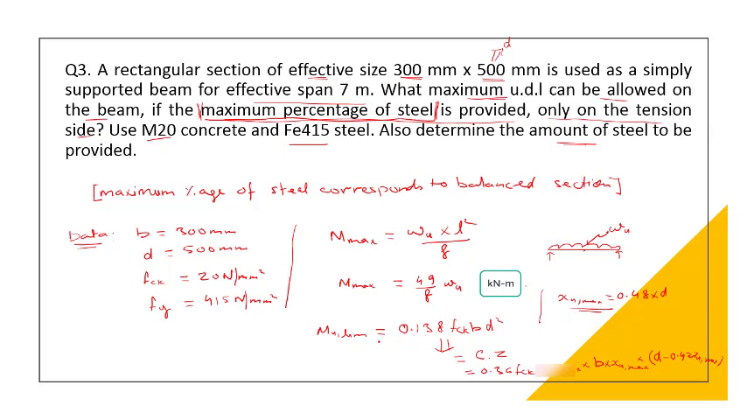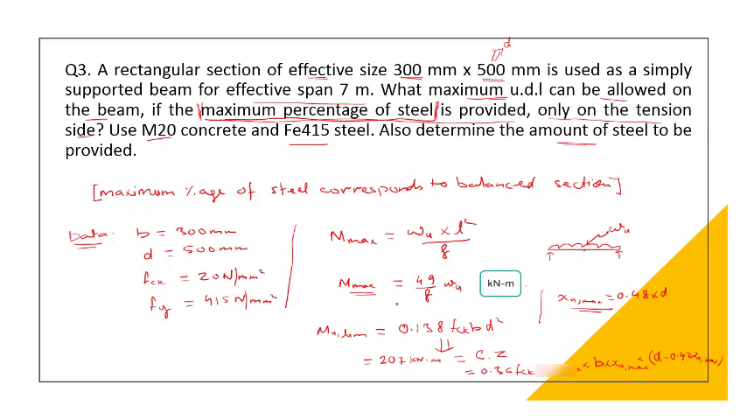So if I compute Mu lim using this formula or this formula, we are going to get the answer as 207 kilonewton meter. Now this is the moment carrying capacity of the balanced section, and what is the moment which is coming because of the ultimate UDL? It is Wl squared by 8, that is 49 by 8 W.